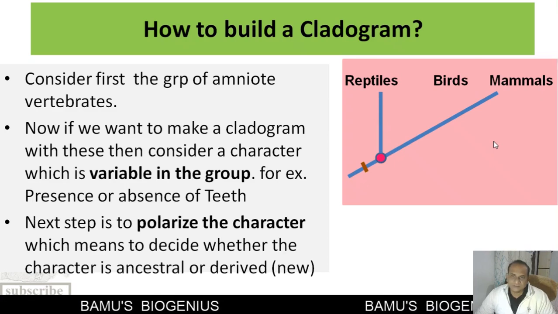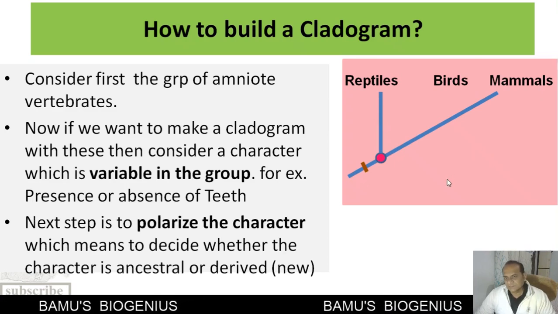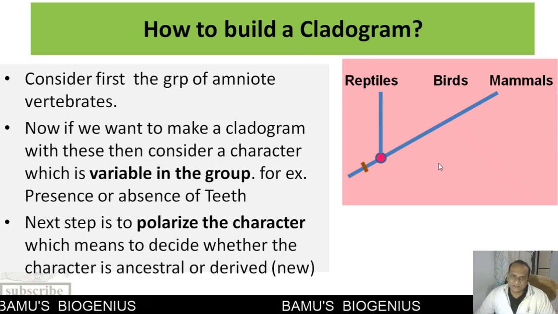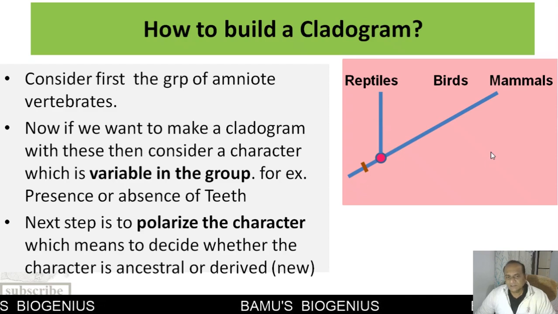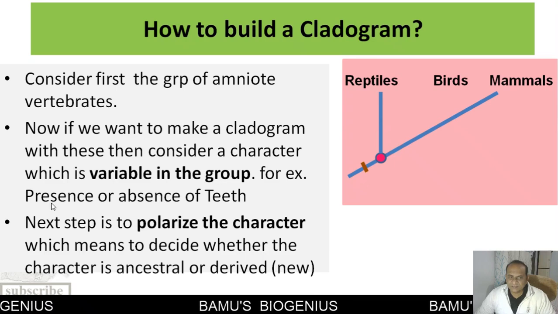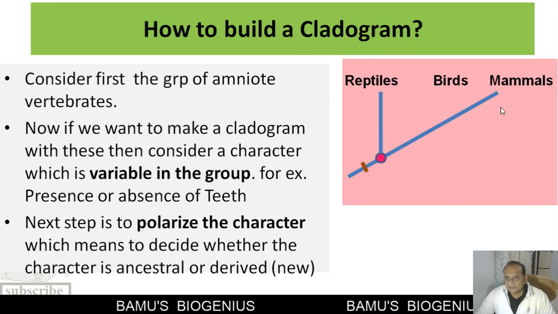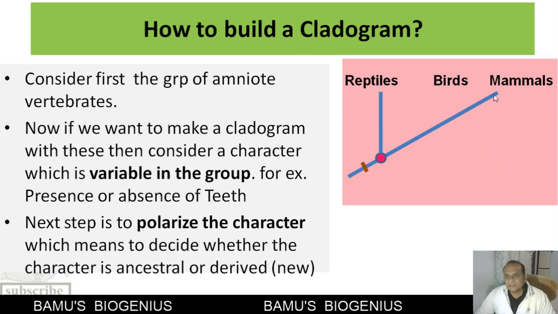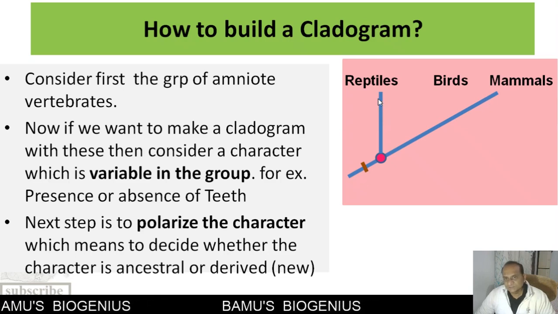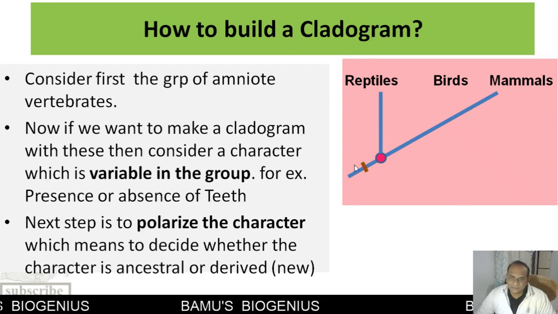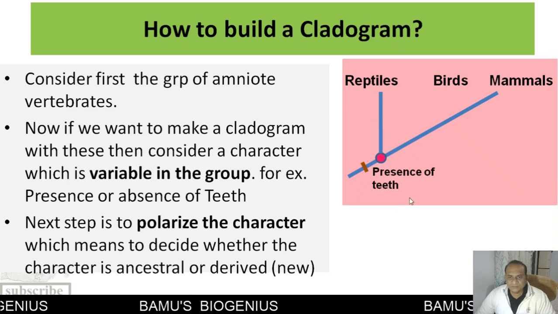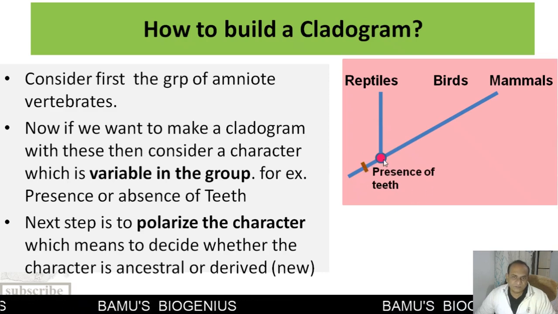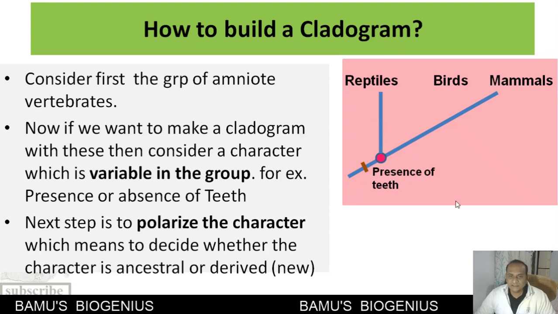So the next step is we have to polarize the character. Now, what do you mean by polarization of a character? We have to determine whether this particular character which we have taken, that is presence or absence of teeth, is an ancestral or a derived character. If it is ancestral, then we will have to put this before the common ancestor. So we have to put this here. If it is derived, then we have to put this here or here. So we know that the ancestors of reptiles and mammals have teeth. So we are putting this particular character, presence of teeth, before the common ancestor. So this is how we have to polarize the character.